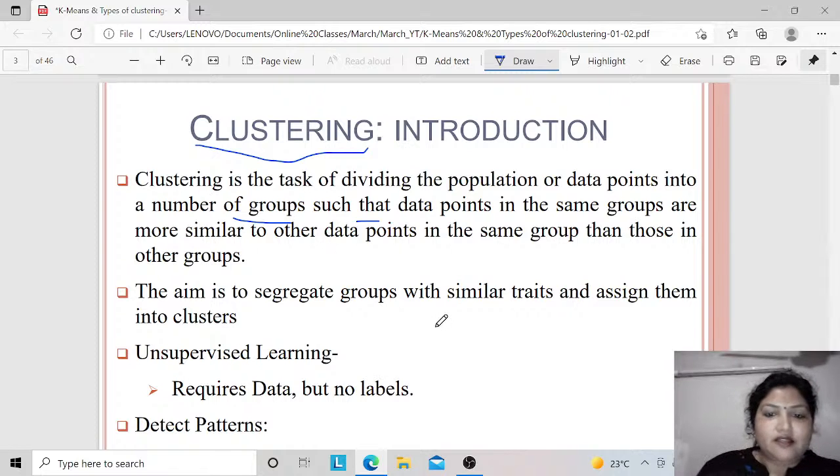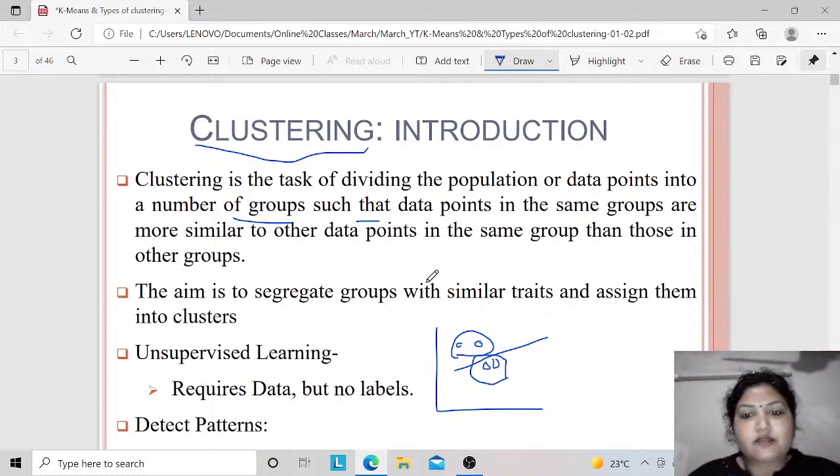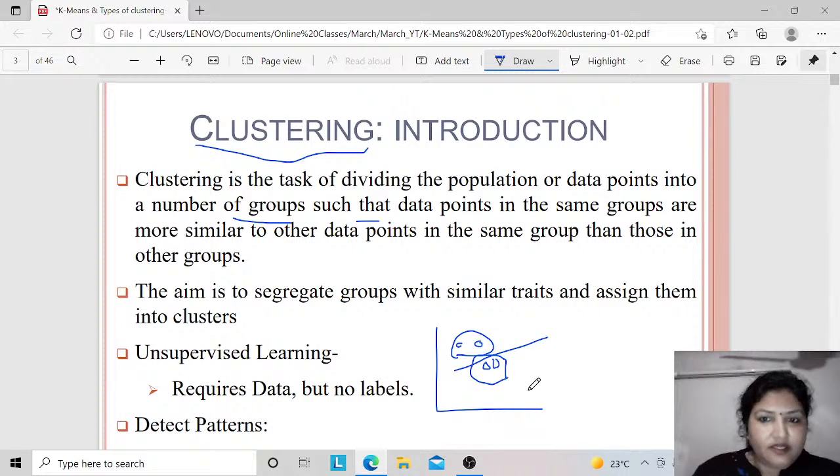Suppose we have some circles, some triangles, some different shapes. We are going to segregate the data items and put them in different clusters. So this is the concept, this is the basics of clustering. So let us understand and apply how we use clustering with k-means clustering, right?